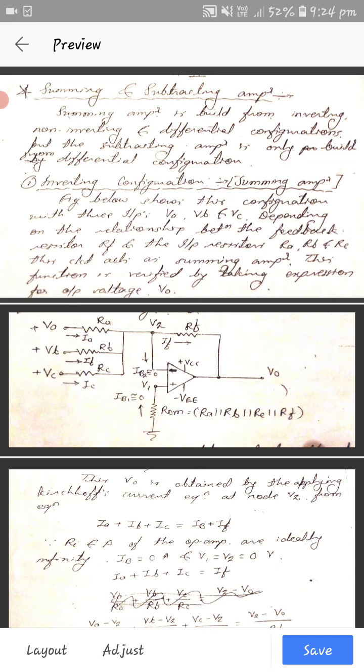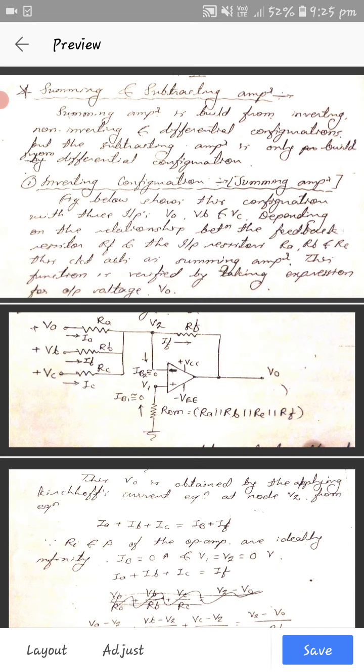But the subtracting amplifier is not built from the inverting or non-inverting configuration of an operational amplifier. Here only the differential configuration is used, that means both input signals are applied in a differential configuration, inverting as well as non-inverting, not only the inverting or only the non-inverting configuration.